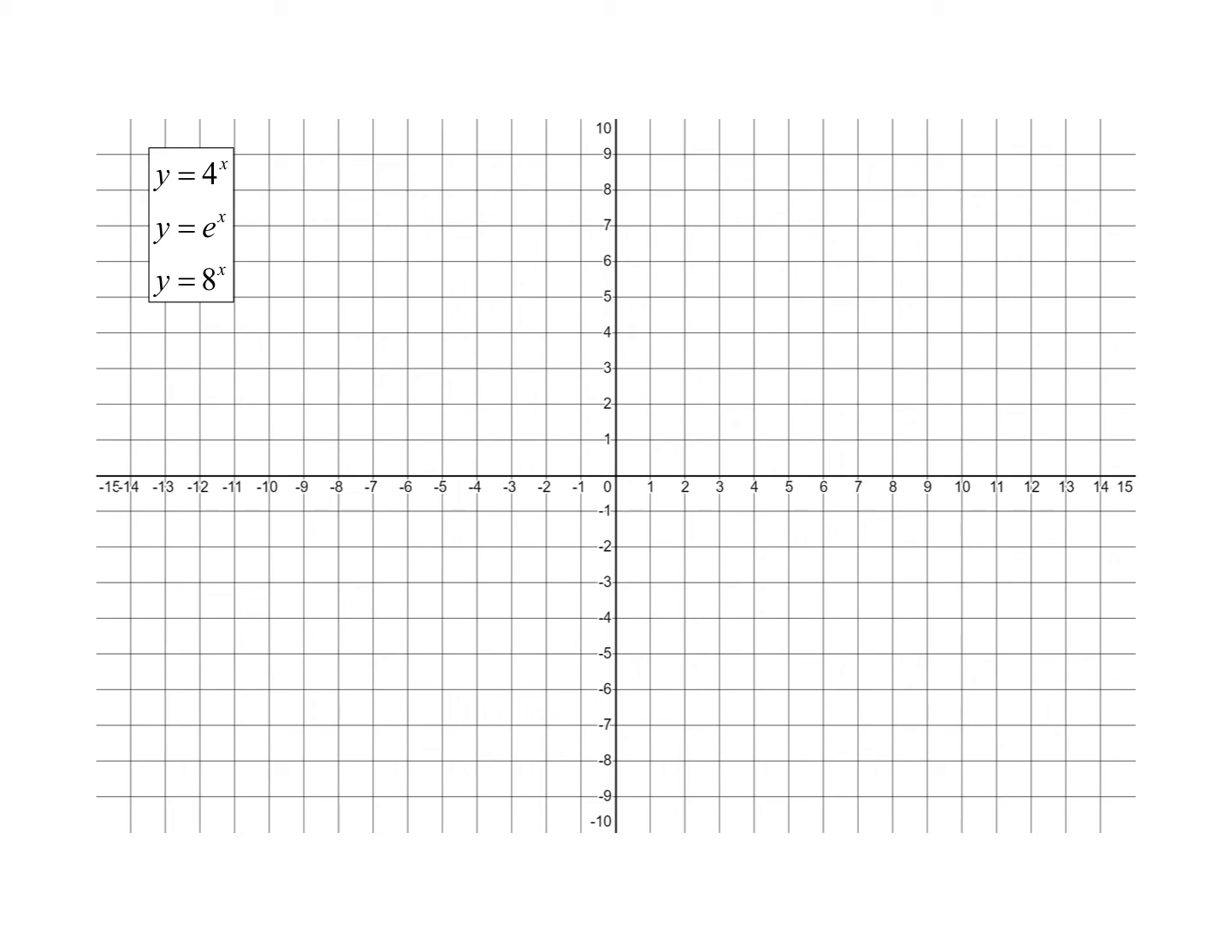Now let's look at some exponentials. And I'm going to use different colors for the 3 different equations. First, we have y equals 4 to the x. Now, one of the key points here will be the point 0, 1. And then, because it's 4 to the x, at 1, we have a value of 4. 4 to the power of 1 is 4.